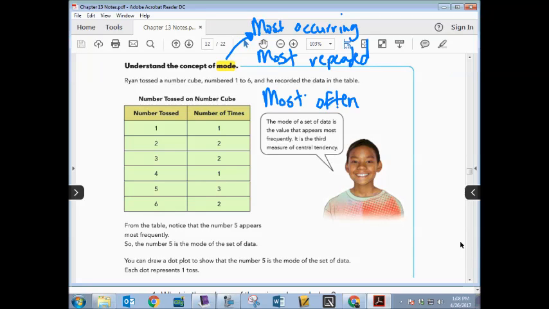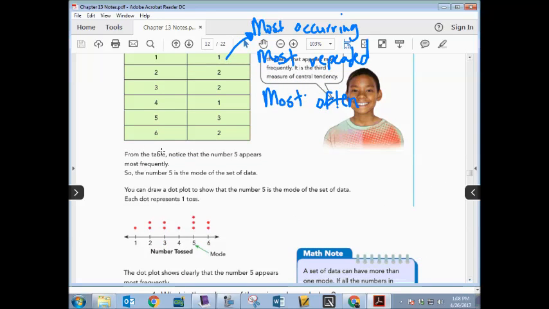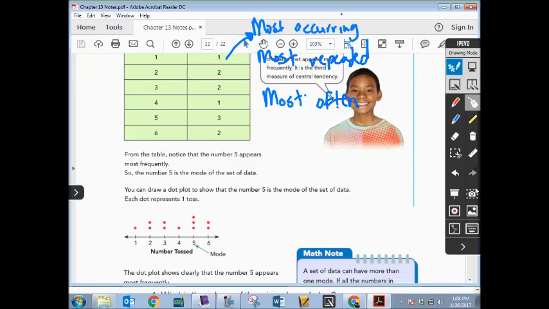But regardless, this would be a good opportunity to use the mode, because all the answers are going to be right around the same. So you can see he took this from the table. Notice that the number 5 appears most frequently. I guess I should add that one up here. Most frequent. There's another word, a way to remember mode. So he says the number 5 was the most frequent, which obviously 5 was rolled 3 times, so that is going to be your mode there.